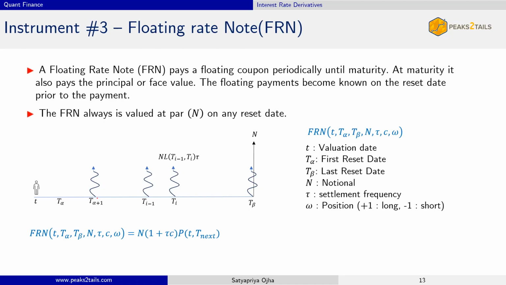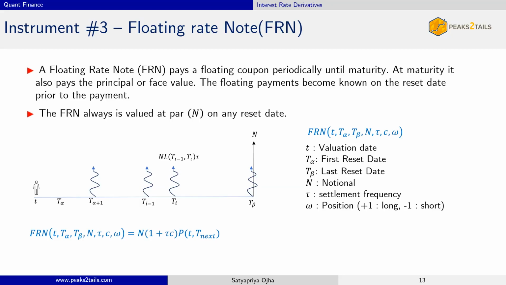When you reach the start date of the period for that rate, at that point the rate becomes available. Until then, it's random. Nobody knows what the coupon payment would be. So when you reach the start point of the period, the rate becomes known and your coupon becomes determined, or deterministic, at that instance.